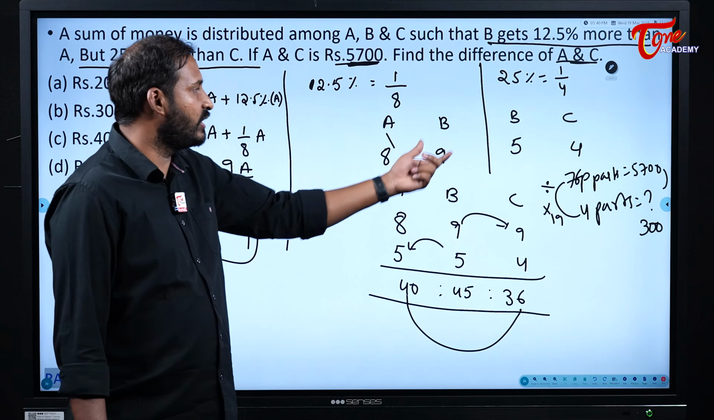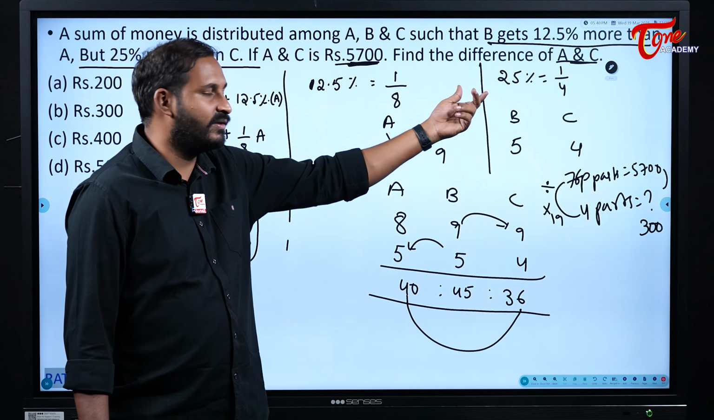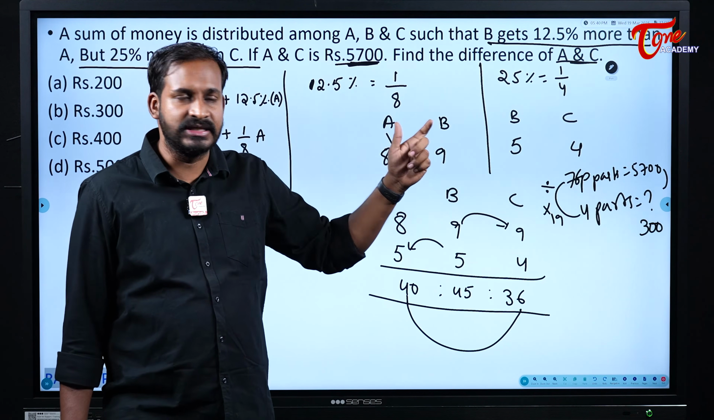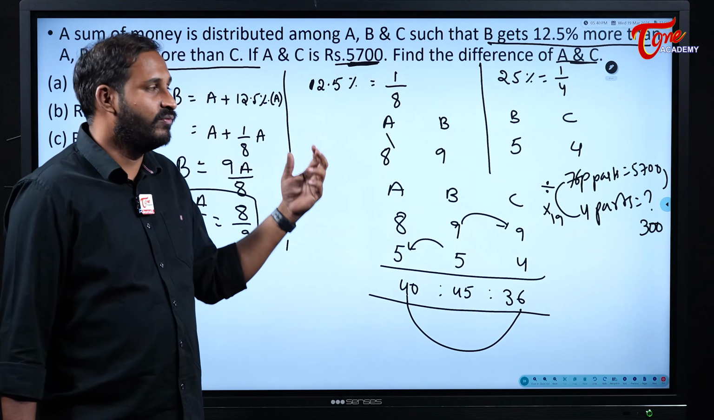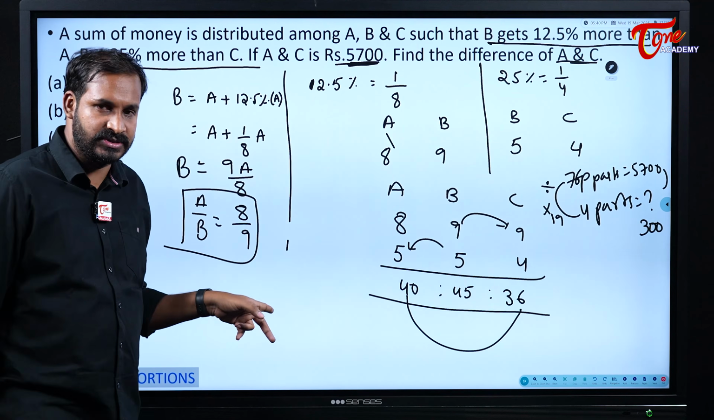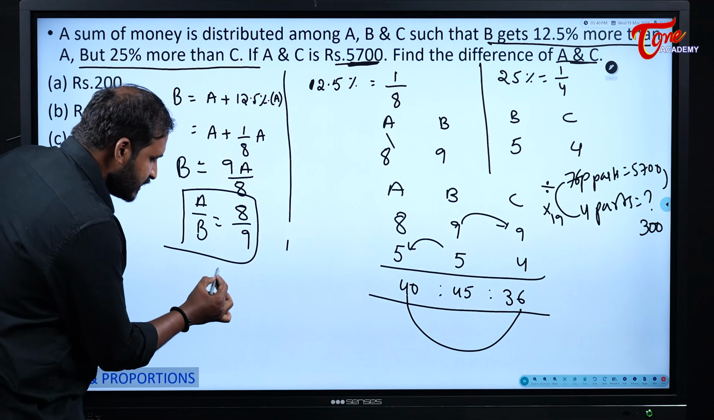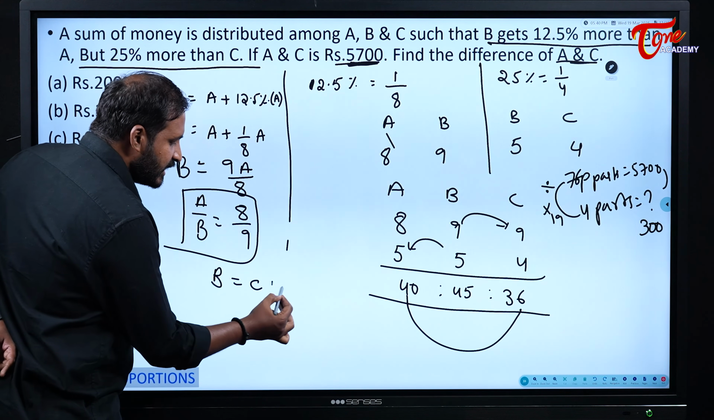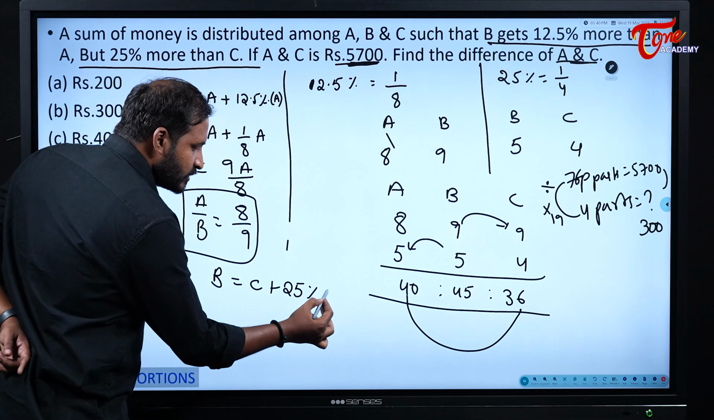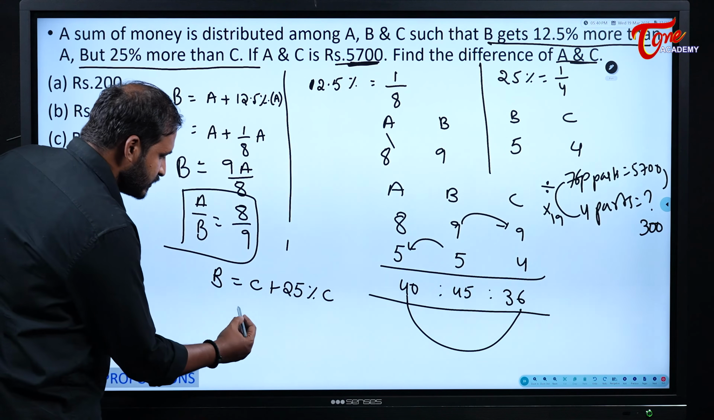If you were once able to understand this concept, 1 by 8 and 1 by 4, which we came across while discussing percentage, students. If you don't have the idea, then go with the basic procedure. I have told you, B gets 12.5%. Similarly, what are they saying? B is getting 25% more than C. So C plus 25% of C.